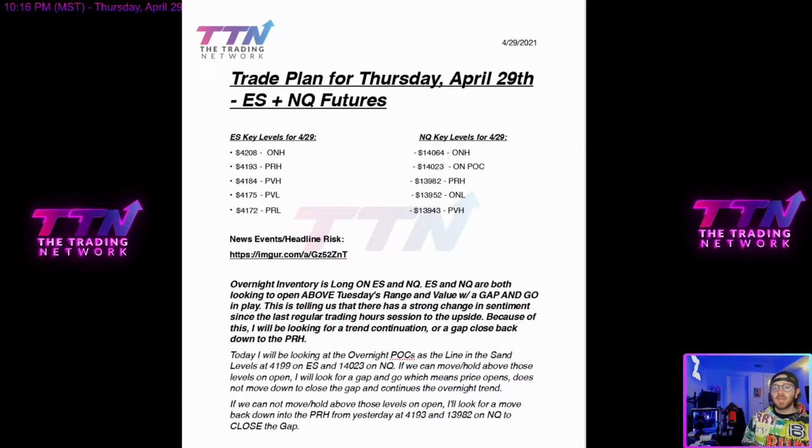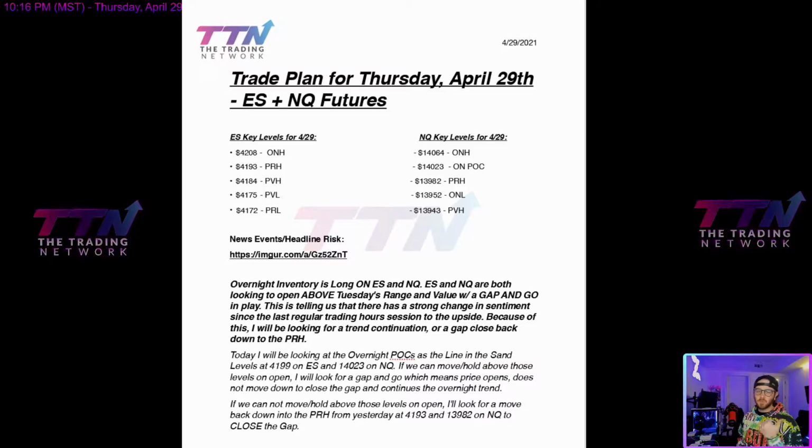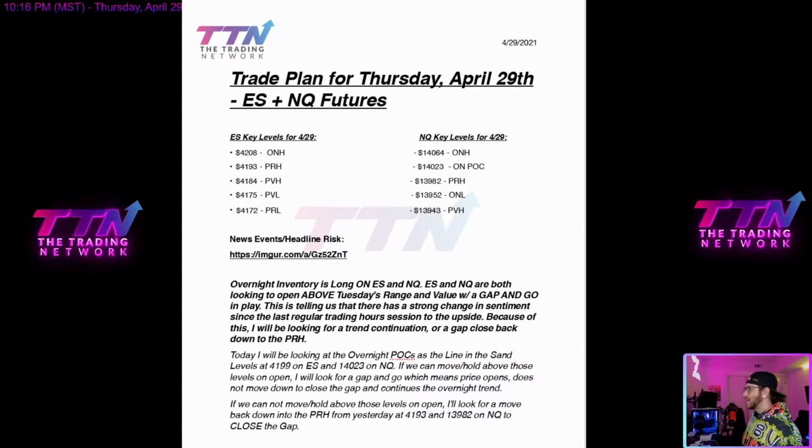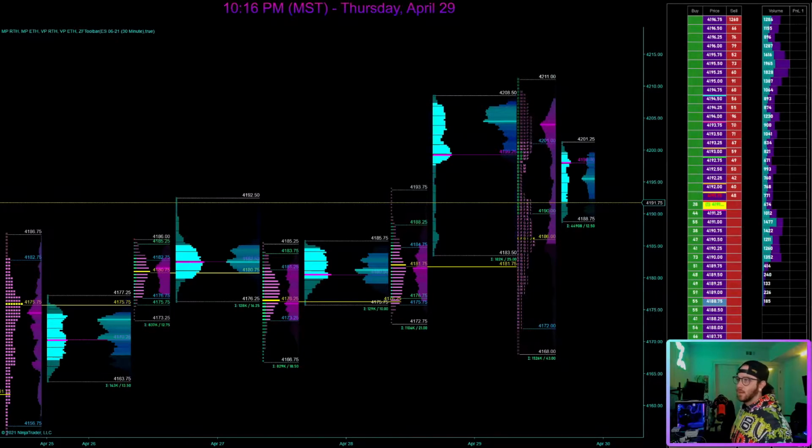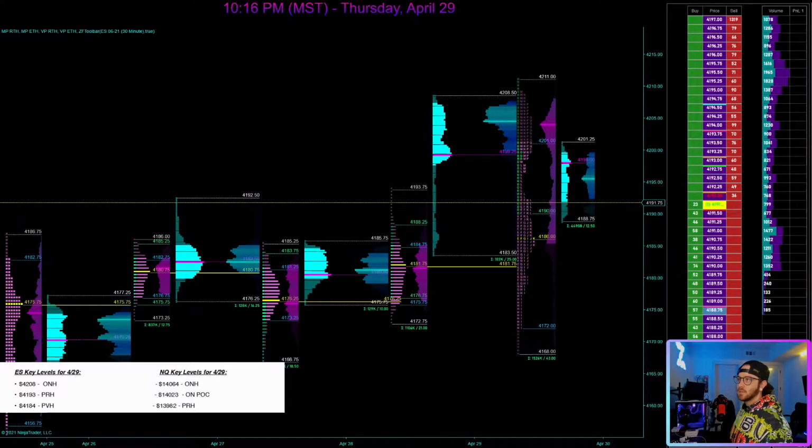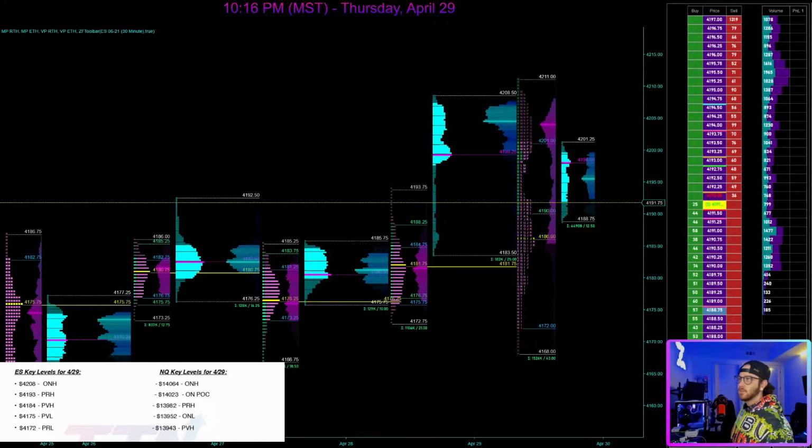It is Thursday, April 29th, and I've got another daily market profile recap for you for both the ES and the NQ futures markets. So let us dive into the key levels first and foremost. Starting with ES, we will flip on over to the profile. I will pull up the trade plan here with the key levels, and we will dig right in.